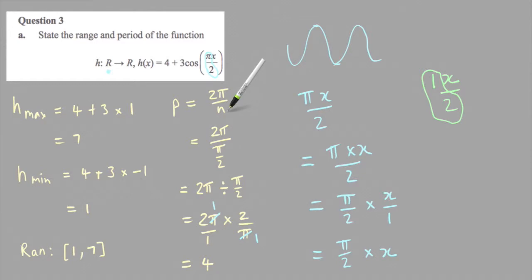So 2 pi divided by n becomes 2 pi divided by pi on 2, and writing it with a divide sign like that, then the key here is flip the fraction and change that to times, which I've done in this step. Put the 2 pi over 1, and then pi into pi goes once, pi into pi goes once. 2 times 1 times 2 is 4, 1 times 1 is 1, 4 divided by 1 is 4, and that's the period of that function.